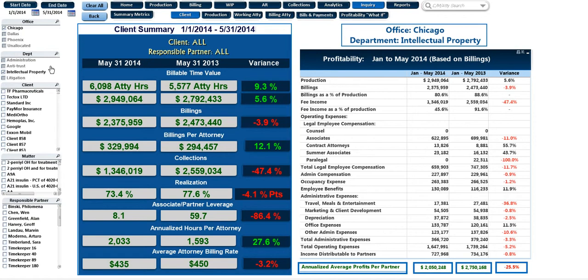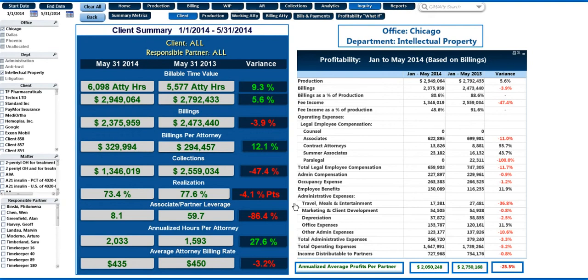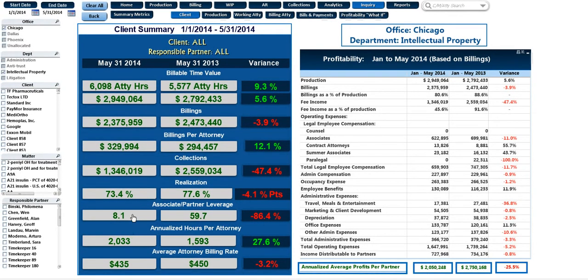This practice is performing even more strongly than the office as a whole, with average profits per partner in excess of $2 million. Here, the metrics make it clear why. While realization is not as high as the office overall, billings per attorney is higher, driven by the better leverage and high attorney productivity. Looking more closely at the associate to partner leverage numbers, though, which is based on their respective billing hours, brings to mind another question.